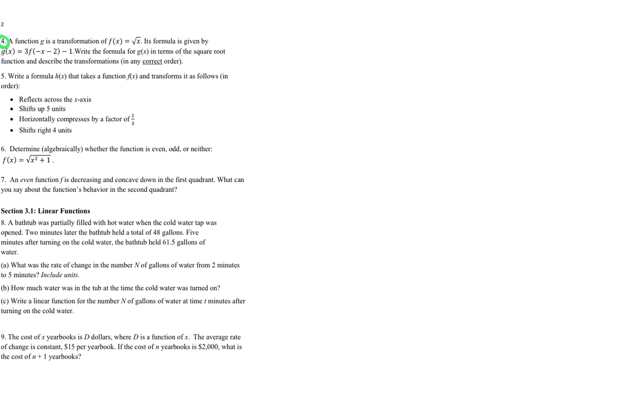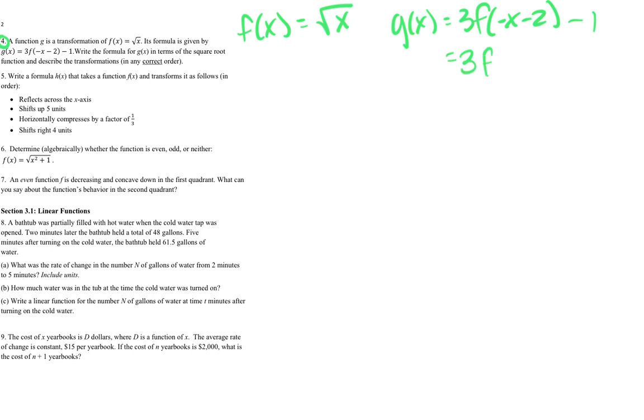Okay, so we are writing the function g in terms of the square root function, because that's our parent function. So originally we have f of x is equal to the square root of x, and then we have our formula g of x is equal to 3f times negative x minus 2 minus 1. So step 1, I'm going to factor out this negative so we don't get confused when we start using this transformation.